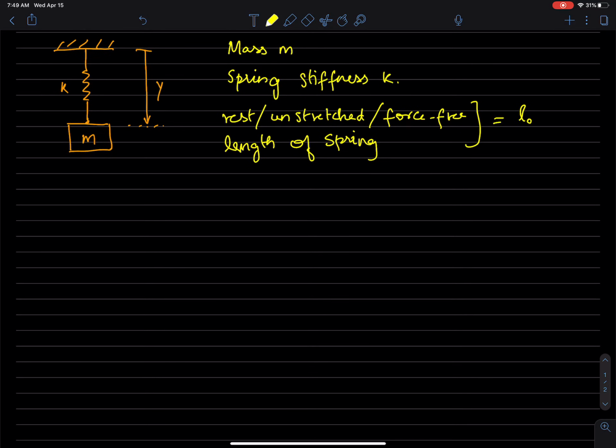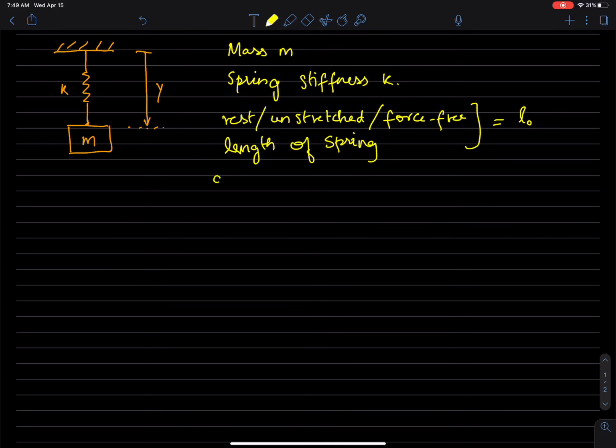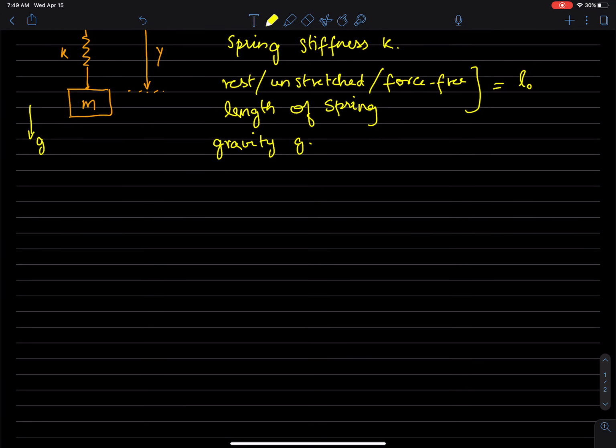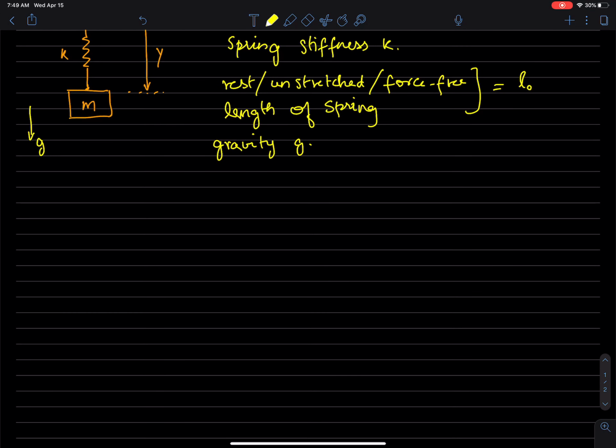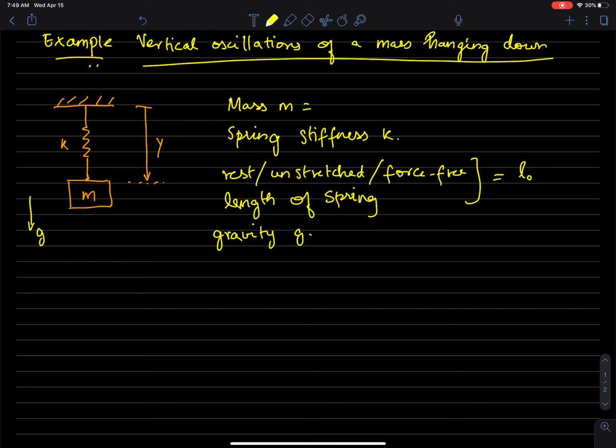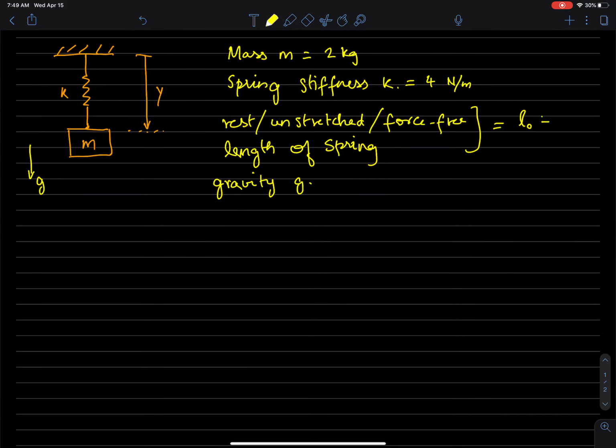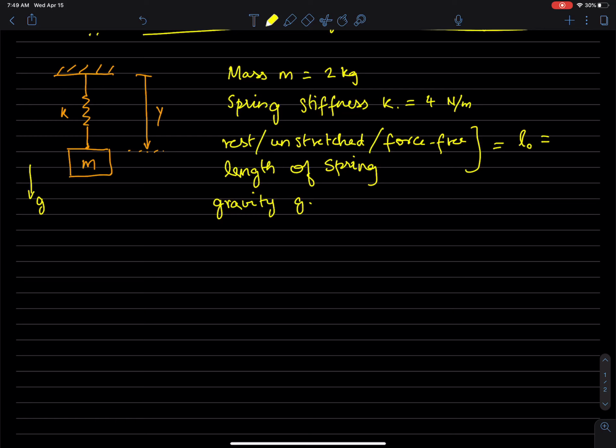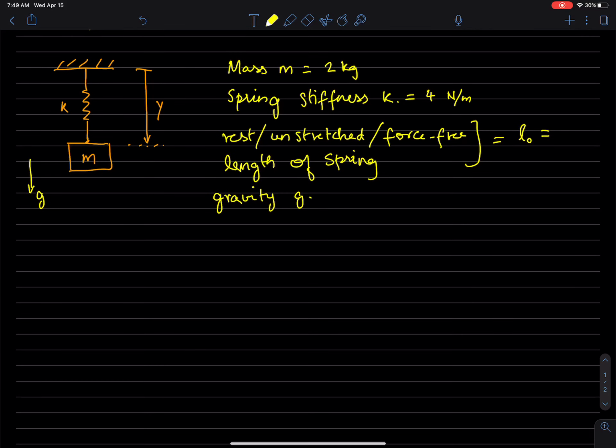And of course, gravity is g, acceleration due to gravity is g. So we can just say g, something like that, just to denote that we are considering gravity. Okay, so here are the questions. We can assign some numbers here. Mass m is 2 kilograms, let's say. Stiffness k is 4 Newton per meter. Unstretched length is, let's say, 1 meter.